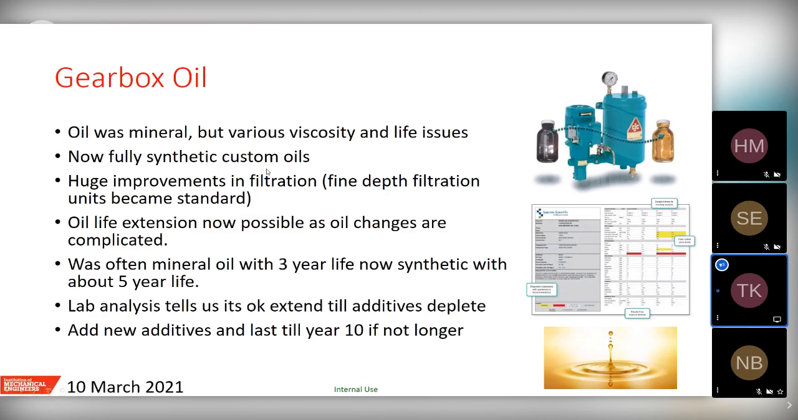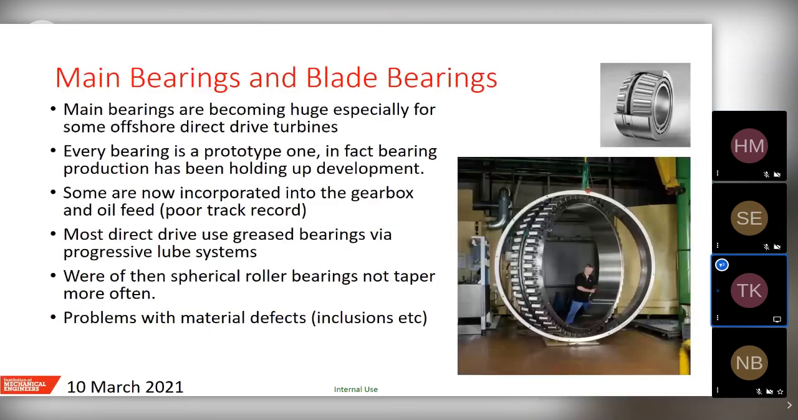The other things that have caused turbines real issues in the past are bearings, and especially main bearings. There are many sites out there still now which have bearing issues.